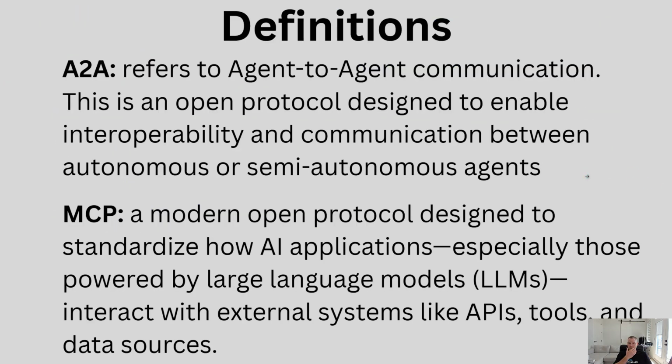All right, so just some definitions, because sometimes these get intermixed. A2A refers to agent-to-agent communication. This is an open protocol designed to enable interoperability and communication across autonomous or semi-autonomous agents. Now, MCP, think of it more as tools. It's also an open protocol, and it's designed to standardize how AI applications, especially those powered by large language models, can interact with external systems like APIs, tools, workflows, and data sources.